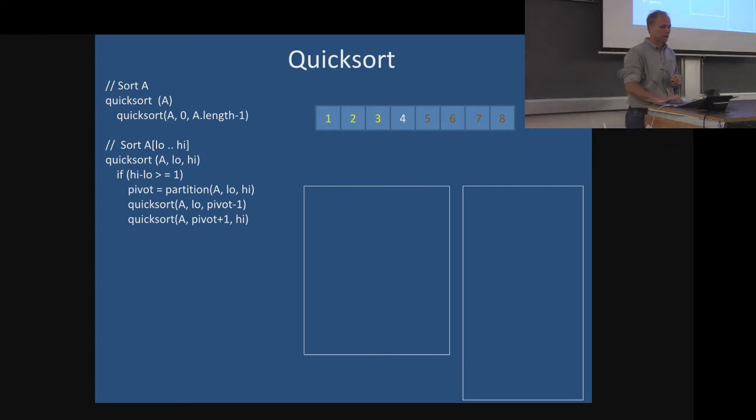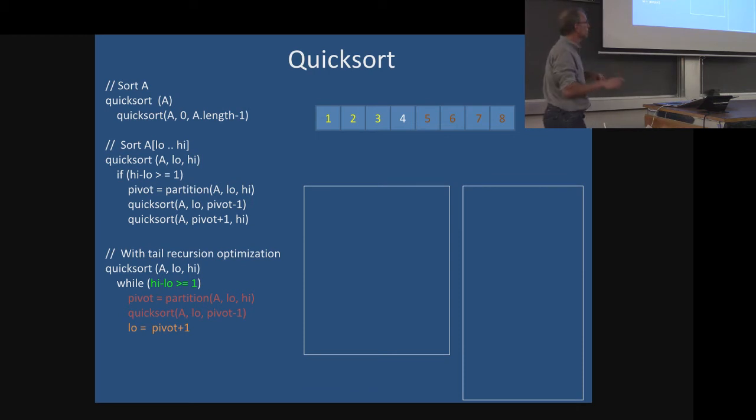Now, here's the tail recursive optimization. I'm trying to remember how my slides work. So, I'm claiming we can mechanically go from up there to down here. So notice that we take the negation of the base case. The base case doesn't show up here explicitly. So the negation of the base case is just high minus low is greater than or equal to 1, which is the recursive case. So we say while high minus low is greater than or equal to 1, we do the partition.